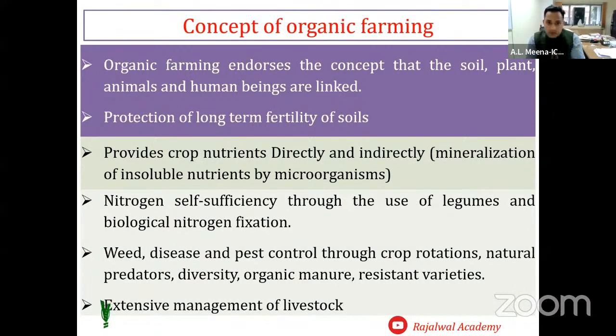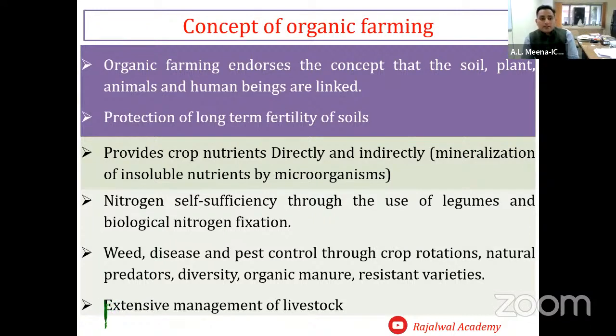The concept of organic farming is to protect the long-term fertility of the soil. In the case of synthetic fertilizers, if you are applying urea or single superphosphate, they directly provide the nutrient. Urea will mineralize within 3 to 7 days when applied in the field. But organic inputs protect the long-term fertility of the soil, and that is the motto of organic farming.